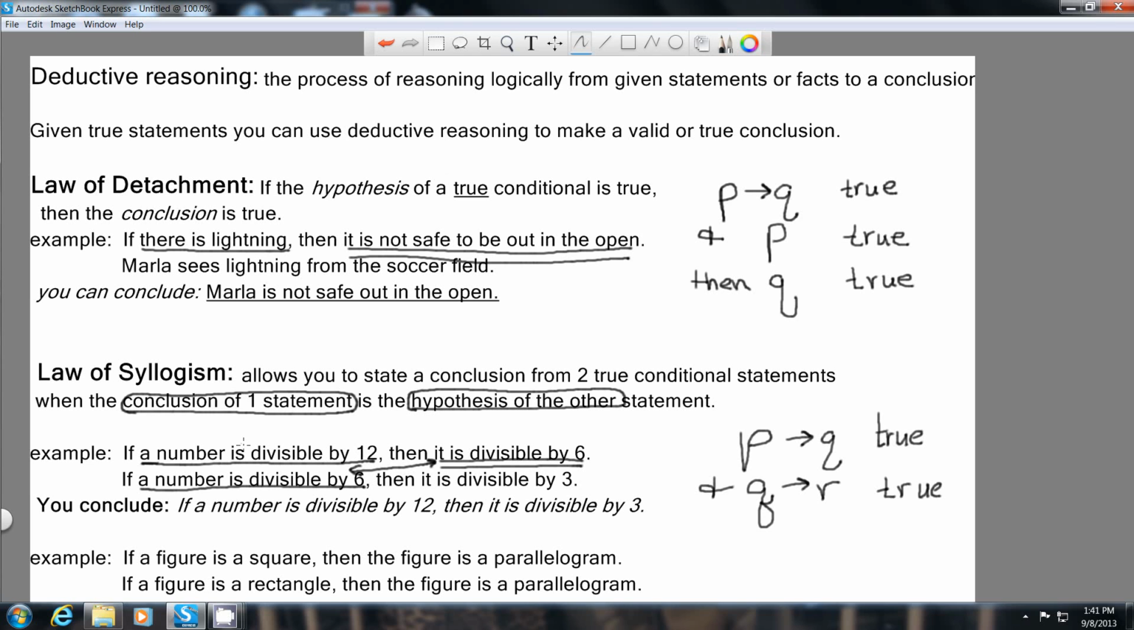So this was P, this was Q, and it was true. This turns out to be Q still, if you can read that. That makes it divisible by 3, the R. Then P then R is true. So this kind of goes with the transitive property in algebra.